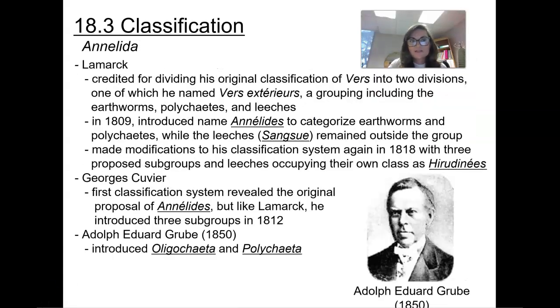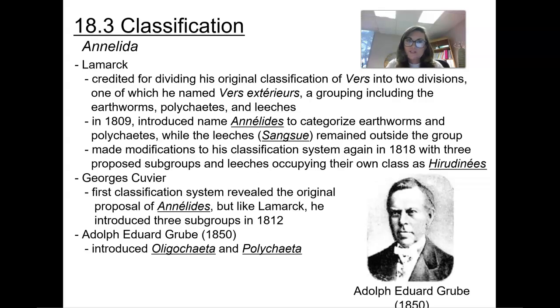Annelida, or what we call the annelids today. Lamarck is going to be credited for dividing his original classification of the Vermes, remember those are the worms, into 2 divisions, one of which is going to be named Vers Extérieurs, a group that includes earthworms, polychaetes, and leeches. In 1809, he introduced the name annelids to categorize earthworms and polychaetes, while the leeches, the Sangsues, remained outside of the group.